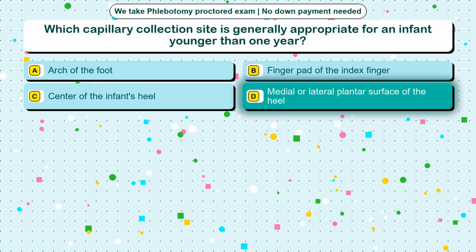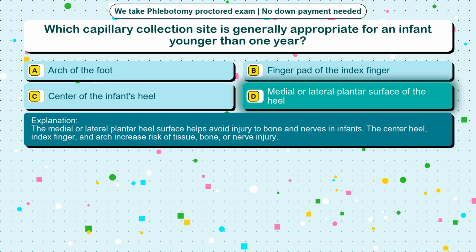The correct answer is option D. Medial or lateral plantar surface of the heel. The medial or lateral plantar heel surface helps avoid injury to bone and nerves in infants. The center heel, index finger, and arch increase risk of tissue, bone, or nerve injury.